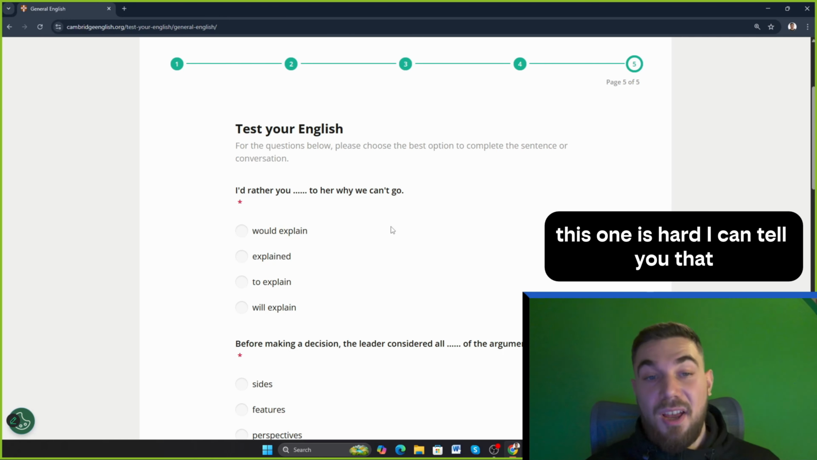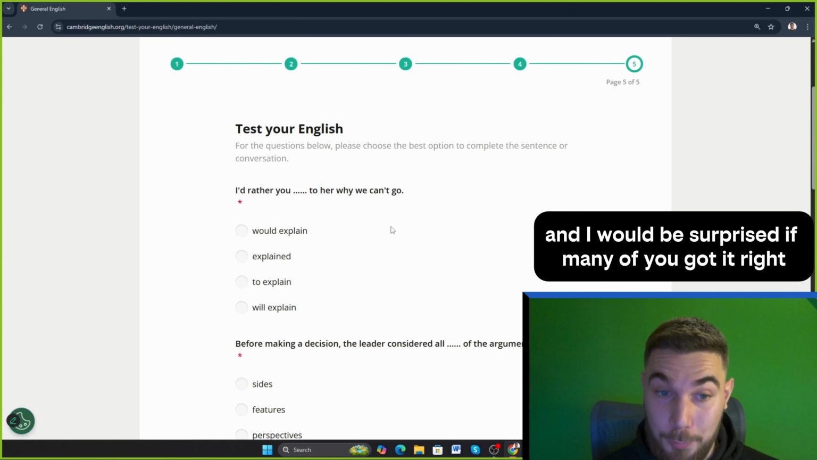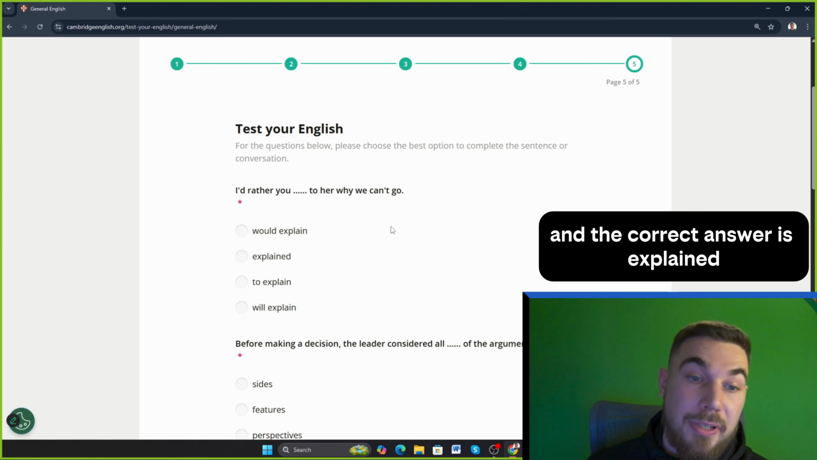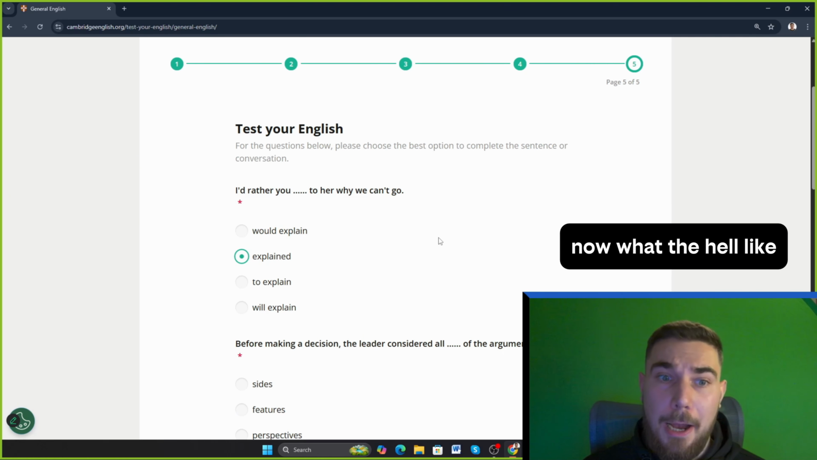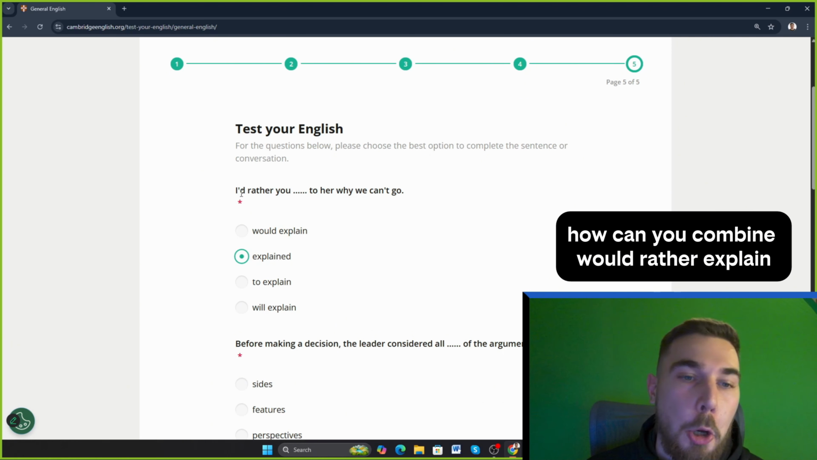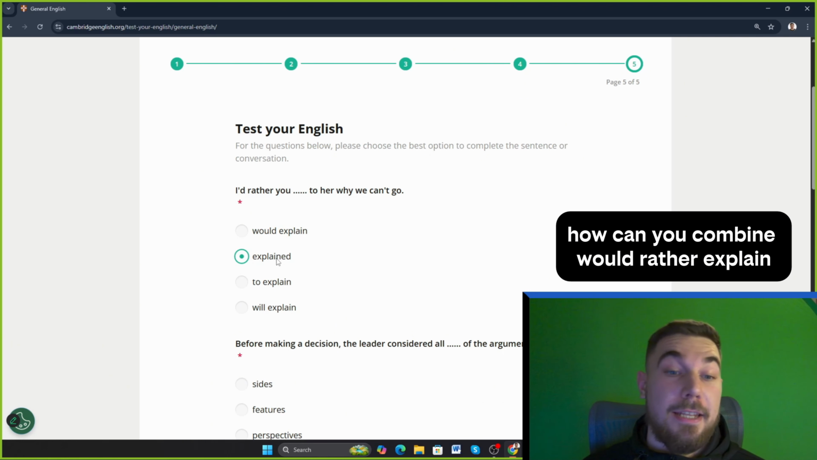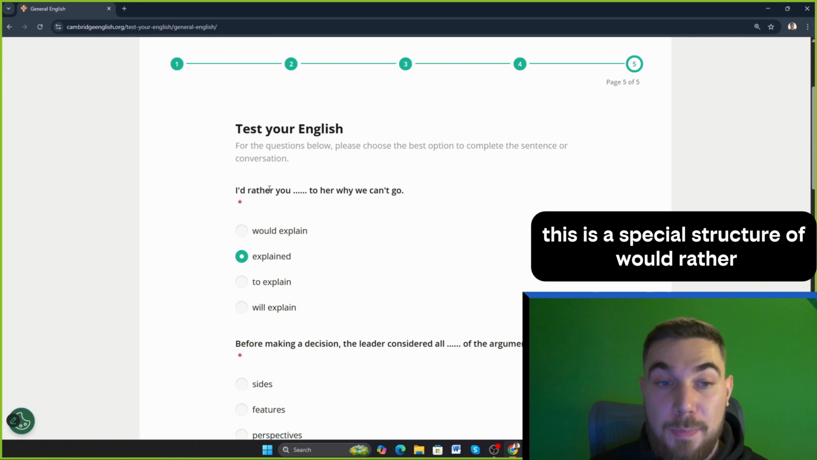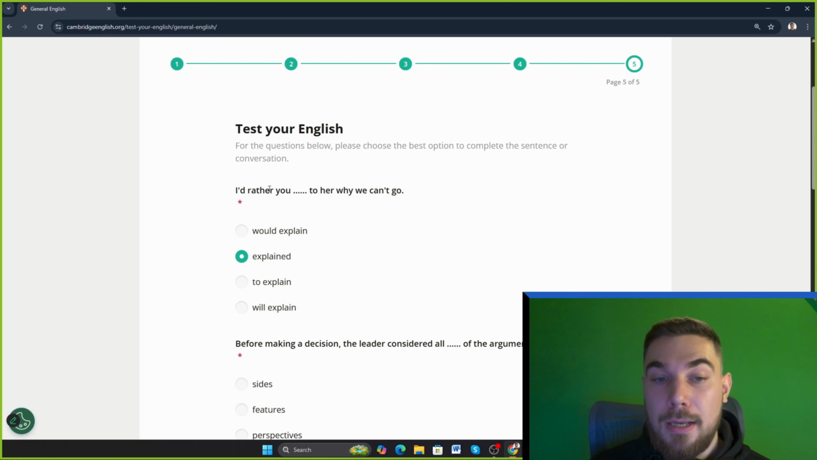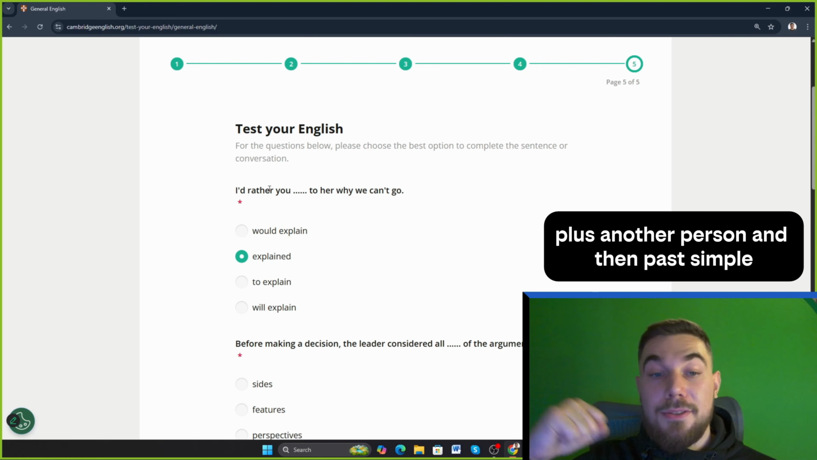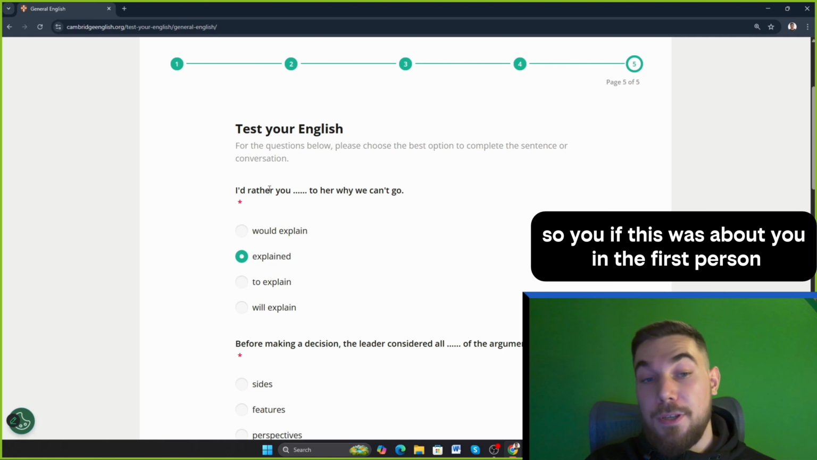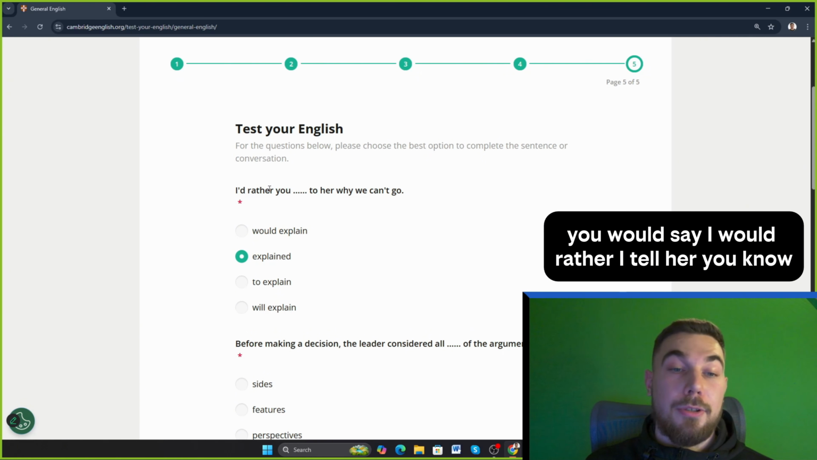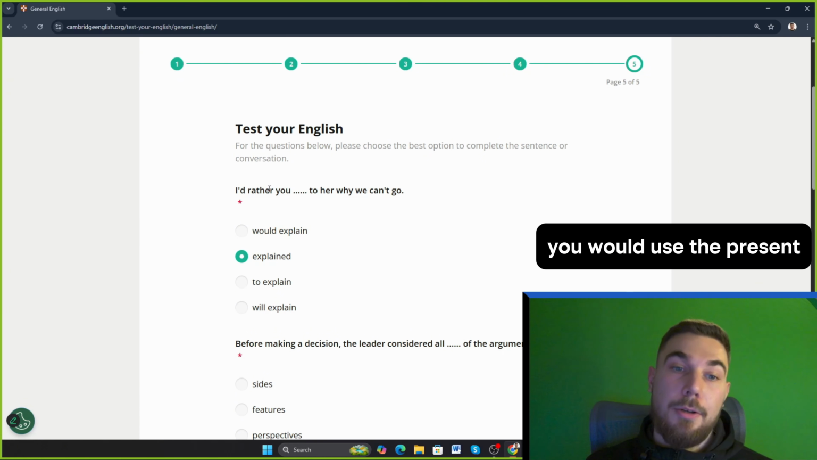This one is hard. I can tell you that, and I would be surprised if many of you got it right. And the correct answer is explained. Now, what the hell? How can you combine would rather, explained, past tense, and then can't go, which is in the present? Well, this is a special structure of would rather plus another person and then past simple. So if this was about you in the first person, you would say, I would rather I tell her. You would use the present.